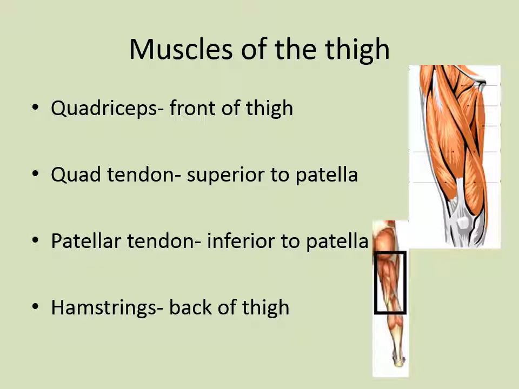Important muscles and tendons of the thigh would be the quadriceps. So the quadricep muscle group is on the front of the thigh. There are 4 quadricep muscles. Quad means 4. We have the quad tendon, which is superior to the patella, or above the patella or kneecap. We have the patellar tendon, which is inferior to the patella, or below the kneecap. We have our hamstrings, which are on the back side of our thigh. So we have 3 hamstrings, and there are 3 letters in the word ham. So that's just some easy little ways to remember that.